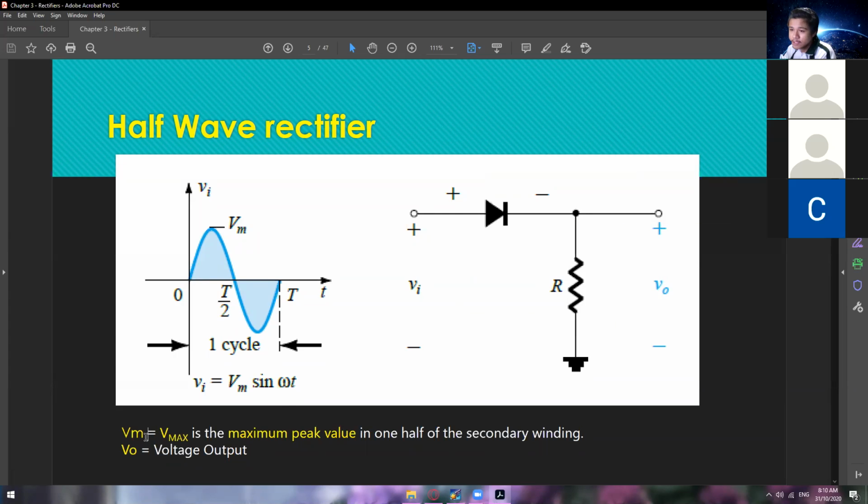Just an abbreviation when it comes to here: what is VM and what is VO? VM is our Vmax. Vmax is the maximum peak value in one half of the secondary winding. As you may know, in a half wave rectifier we use transformers. We have the primary winding and then the secondary winding. All of the voltage that will pass through the secondary winding will be a DC voltage, so from AC to DC. Here, the Vmax or Vm is our peak voltage.